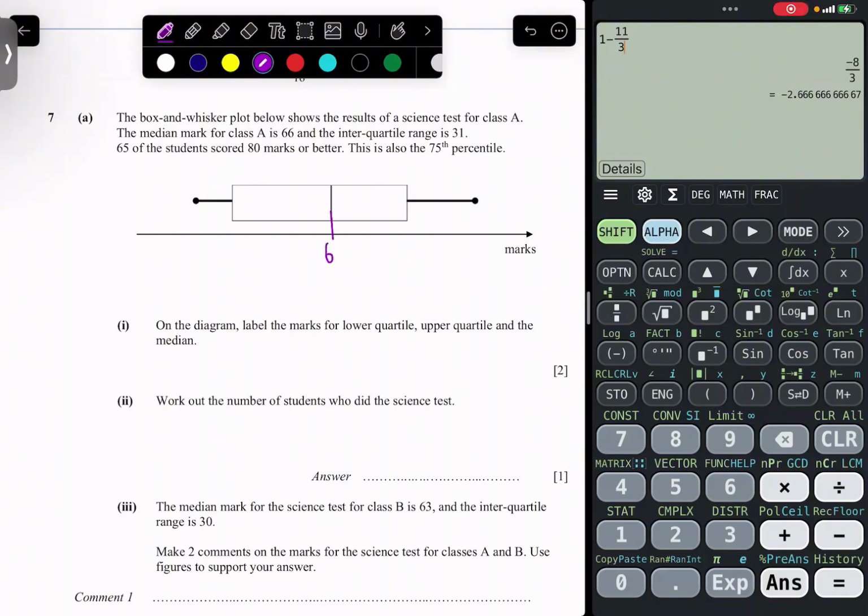Okay. So median is 66, so this is the median. Interquartile range is 31. It's got 80 or better, so this is 80. This is also the 75th percentile, so this is 80 marks. Since the interquartile range is 31, so 80 minus 31, that's 49. So lower quartile is 49. Okay, so that's all.